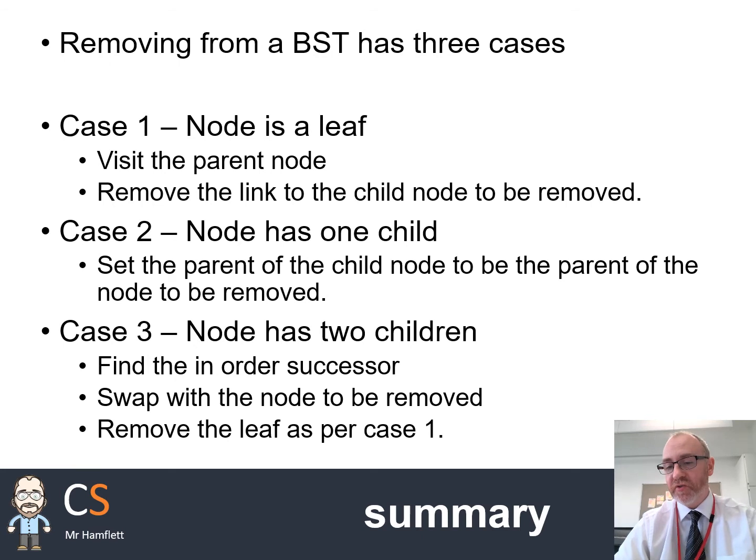Removing from binary search trees has 3 cases. Case 1, the node's a leaf, bang, we'll just get rid of it. Easy peasy. Case 2, it has a single child, so we link its parent to its child. And third, the node has 2 children: we find its in-order successor, we swap it with the node I want to remove, and then finally I remove it as if it was a leaf. Those are the 3 cases you need to do.